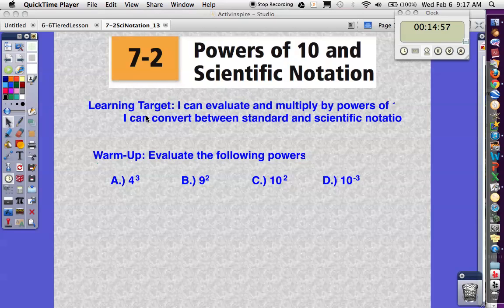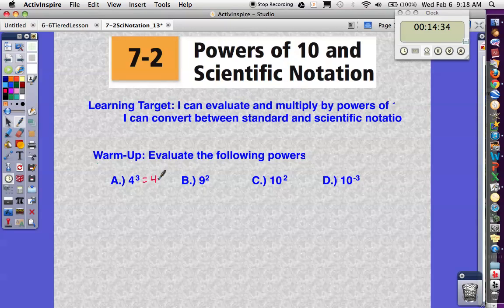Go ahead and copy down your target for today. The next section we're going to be talking about is powers of 10 and scientific notation. For a lot of you, this will probably be a review, but please take your time, go through it, and be careful on it, because it is good to review this before we get into evaluating other terms with exponents. So copy down your target, work on your warm-up, pause the video, come back to me when you're done.